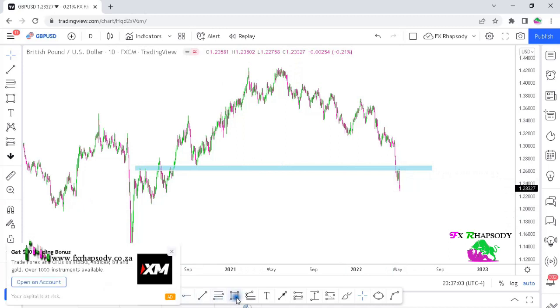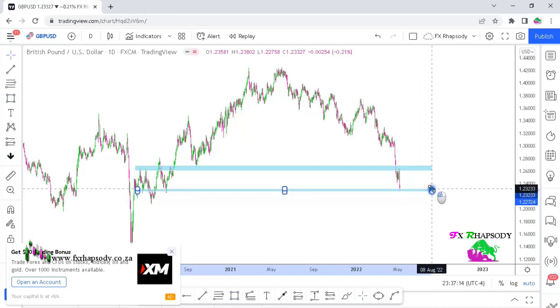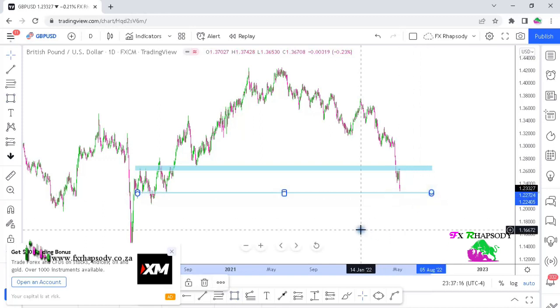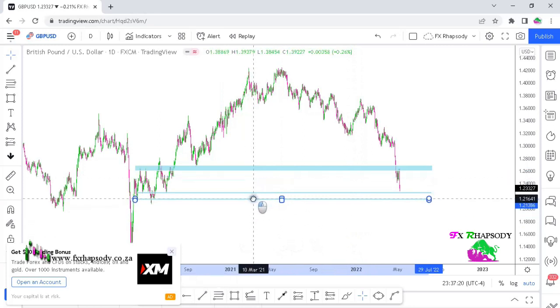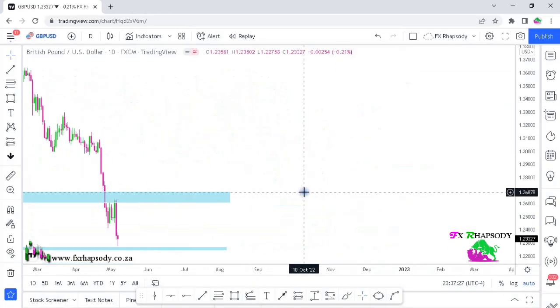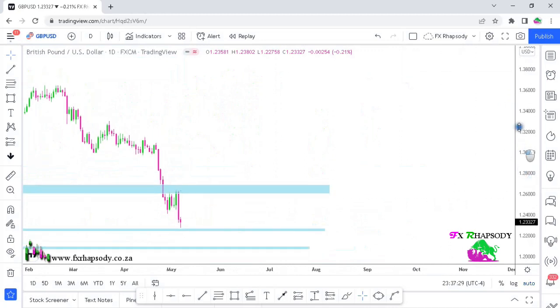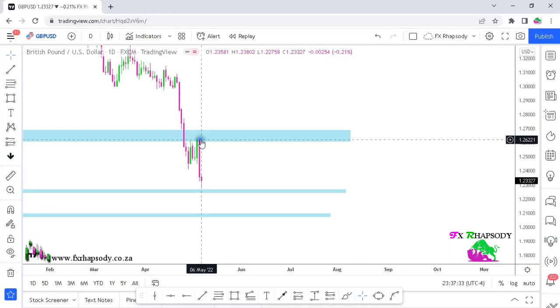We also see this area being hunted as well. I'm just going to draw a small little, there we go, and just up a bit, and then I'm just going to make a duplicate of that, and we can see that's the next area over there. Okay, so zooming in, let's have a look. You can see this previous area being broken, retested, going down.